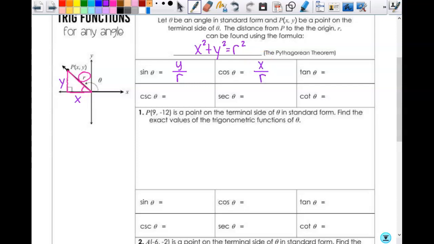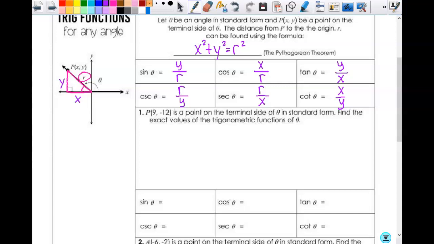Tangent, still sine over cosine, and it's still y over x. Because when you actually set that up, the r's are going to cancel out. We just don't need to go through that. That means that cosecant then is what? r over y. And secant is r over x. And cotangent is x over y. Okay? Everybody okay with that? Good enough? All right, so let's look at number 1.